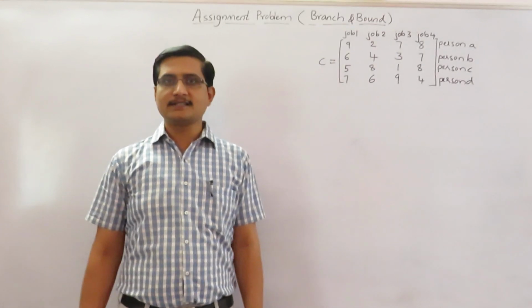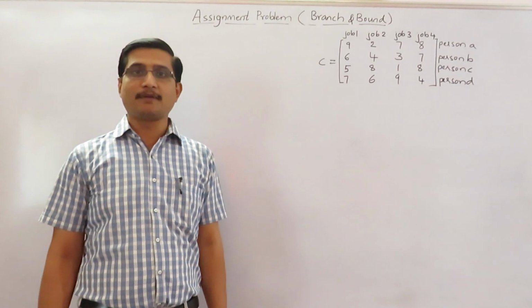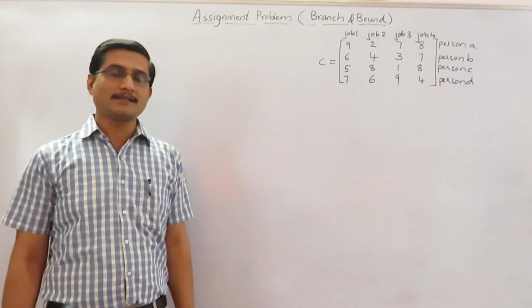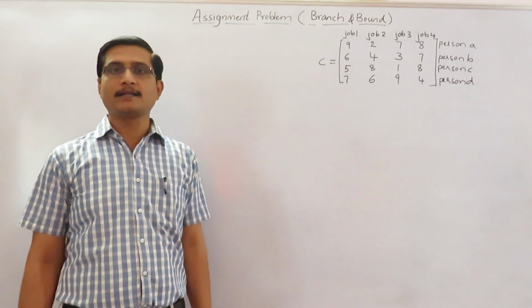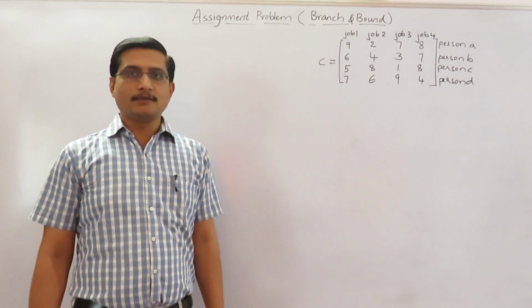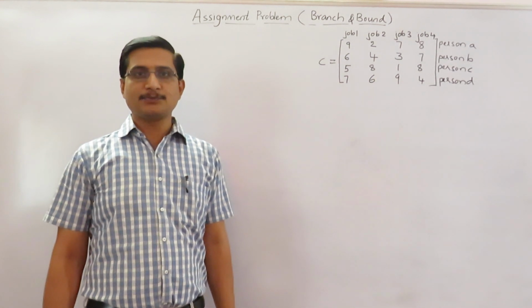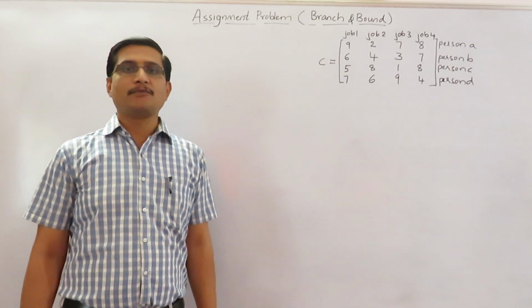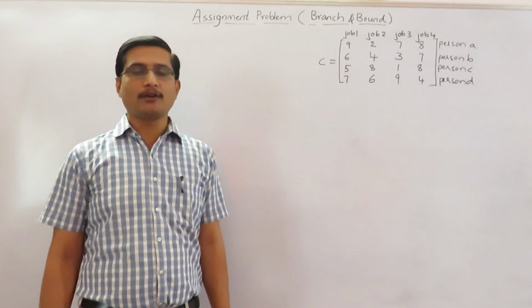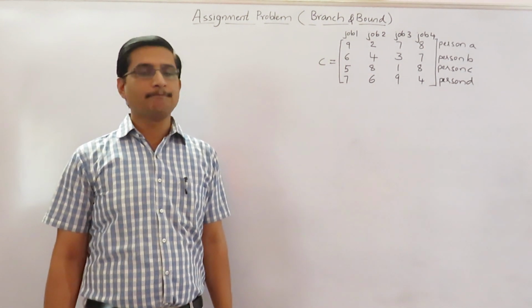In this video, let us discuss the assignment problem and how we can solve the assignment problem using branch and bound. Before going for the assignment problem, let us recapitulate branch and bound again. So the idea of backtracking is to cut off the state space tree branch when we deduce that we cannot get the solution if we go in that way further.